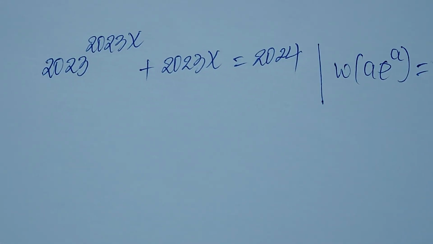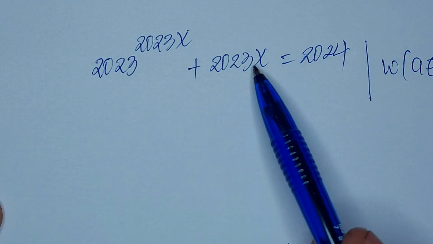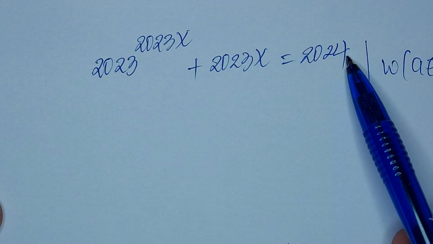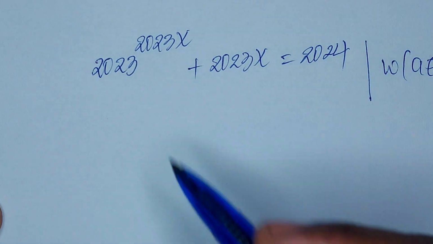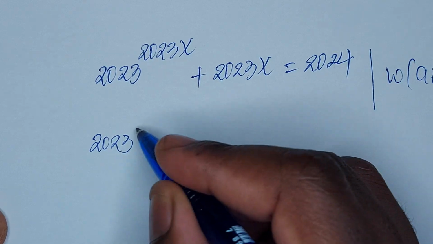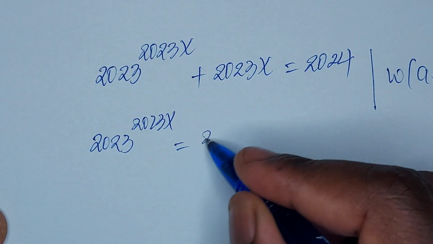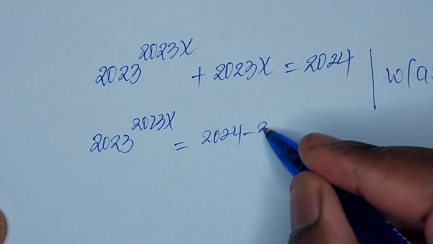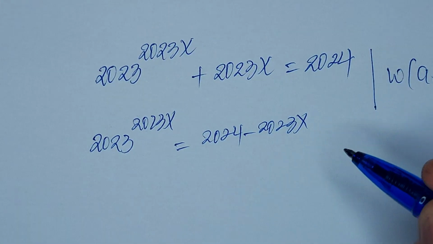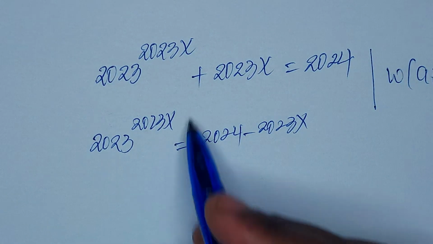Okay, so first of all, I'm going to send this one here to the other side of the equation. So we're going to have 2023 to the power of 2023x equals 2024 minus 2023x. Okay, so given this, I'm going to divide both sides of the equation by this one here.